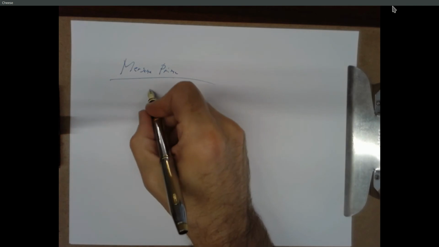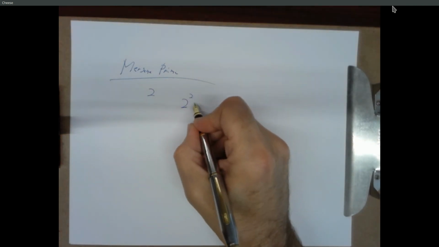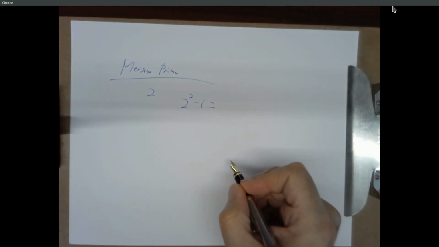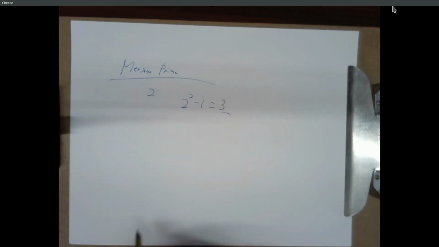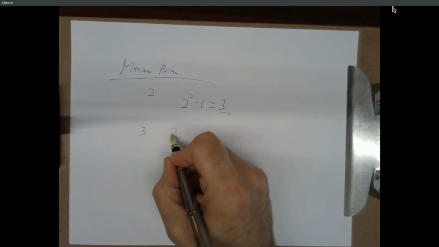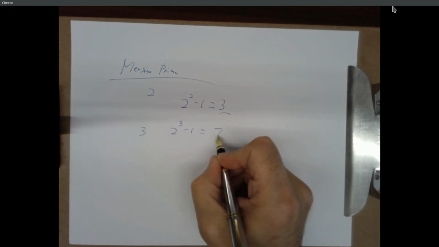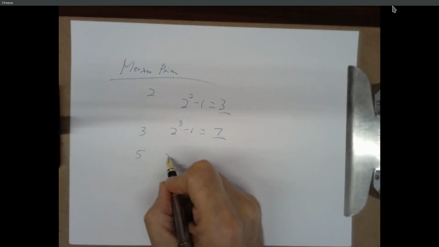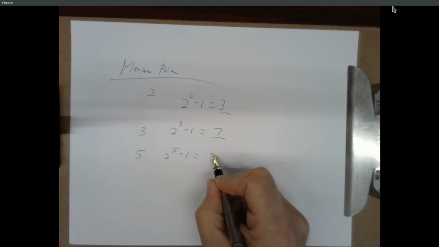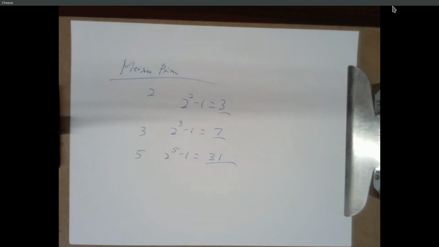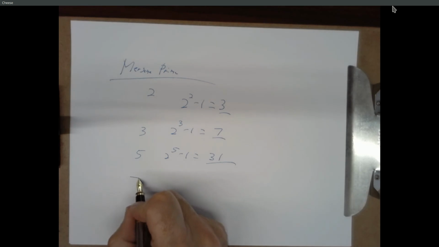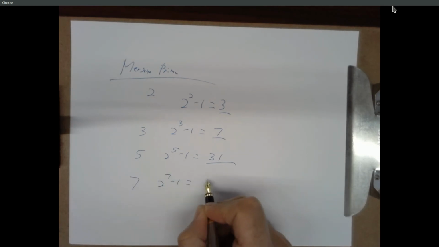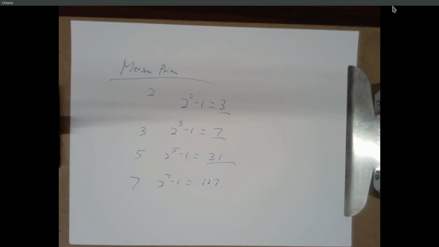So we know 2 is a prime, right? It turns out if you take 2 squared minus 1, what do you get? 2 squared is 4. That's 3. That's also a prime. Okay, the next prime is 3. 2 to the 3 minus 1, that's 8 minus 1 is 7. Hey, that's prime too. 5 is a prime. 2 to the 5th minus 1 is 32 minus 1 is 31. That's a prime too. So we're on a roll here. 7 is a prime. 2 to the 7th minus 1 is 127. Guess what? That's a prime too.